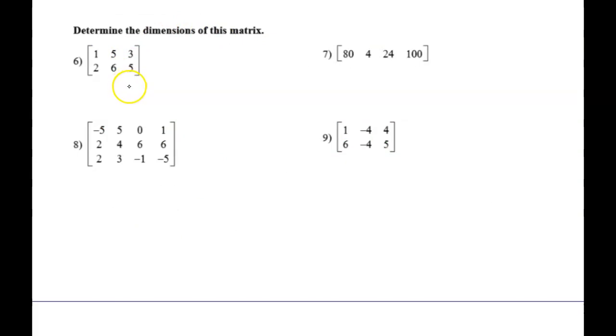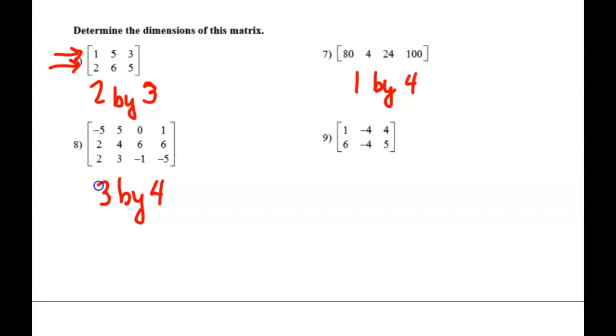You have 4 questions that just say dimensions. Okay, so help me out. What's this one? 2 rows this way by 3 columns up and down. What about number 7? 1 by 4. Number 8, 3 by 4.